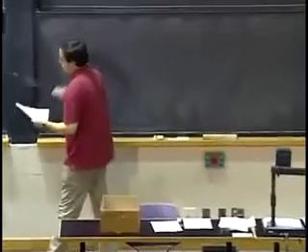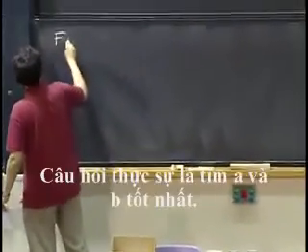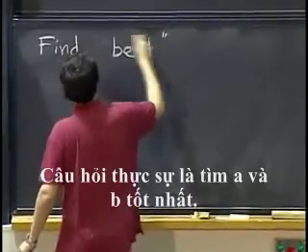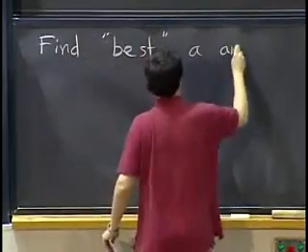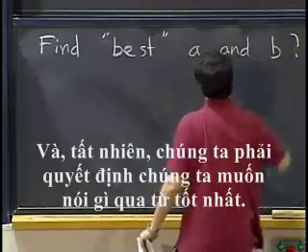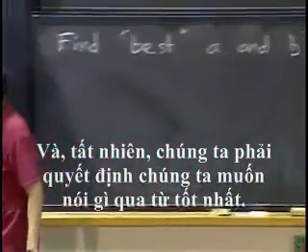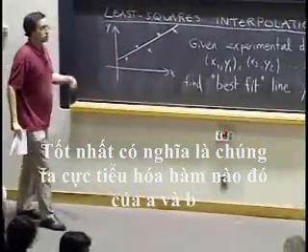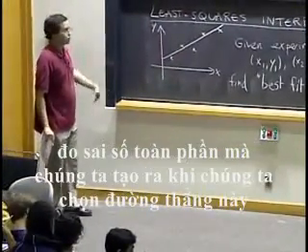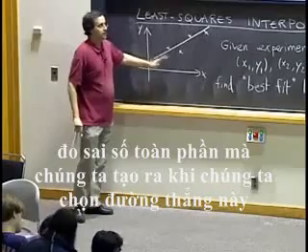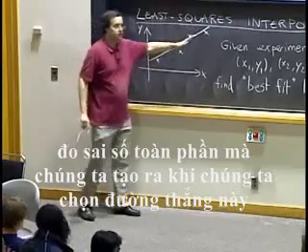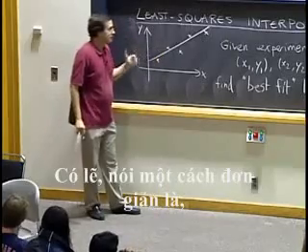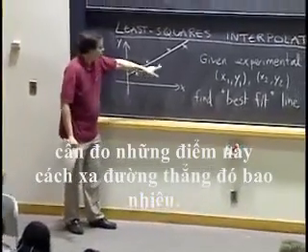Okay, so the question really is find the best a and b. And of course we have to decide what we mean by best. So best will mean that we minimize some function of a and b that measures the total error that we are making when we are choosing this line compared to the experimental data. So maybe roughly speaking, it should measure how far these points are from the line.